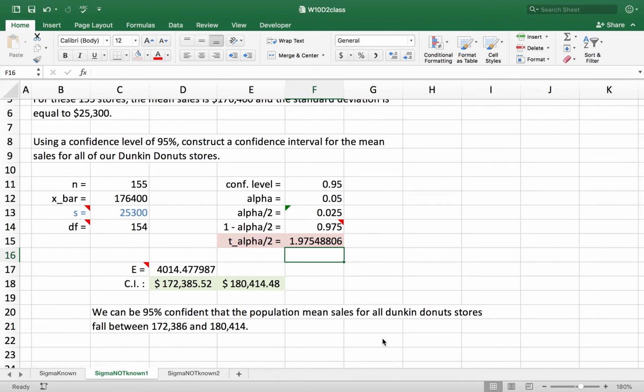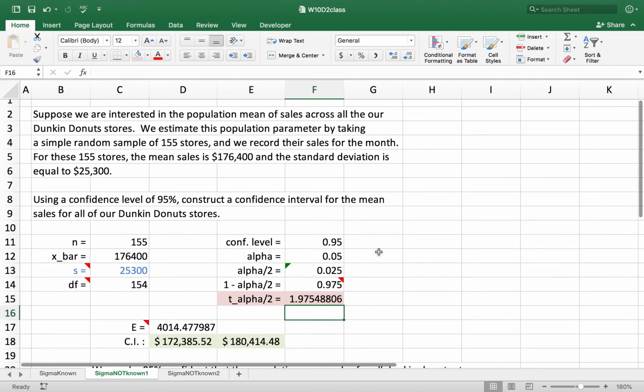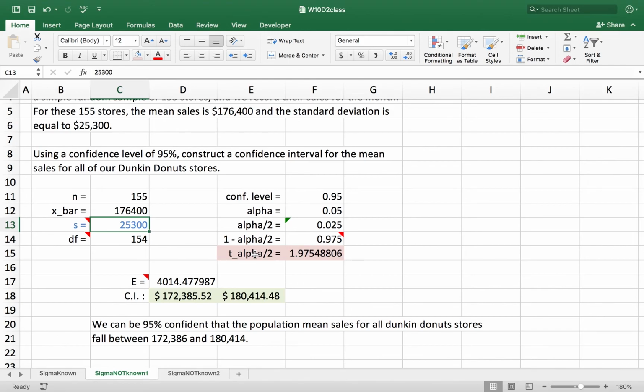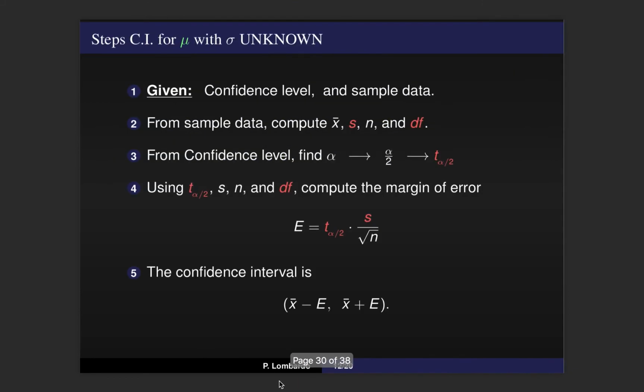So hopefully you're noticing a lot of parallels between the confidence interval we did in the previous class and this new modified confidence interval. They're basically the same, except we don't use sigma anymore. We use our sample standard deviation. And we don't use a z critical value. We now use a t critical value. But otherwise, it's the exact same process, as we can see from here.